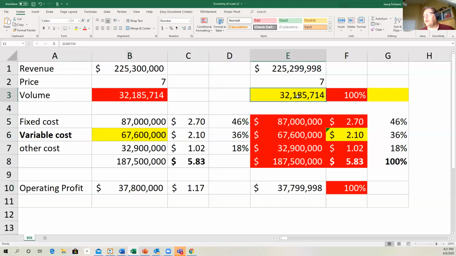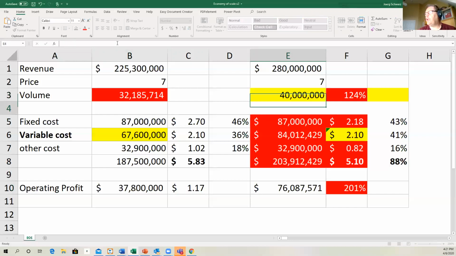The only thing I'm going to change here is the volume. So what if I generate a volume of 40 million units? I'm not changing anything else. In economics, we call that ceteris paribus, so everything else equal. At a volume of 40 million, we now see how the numbers here changed.